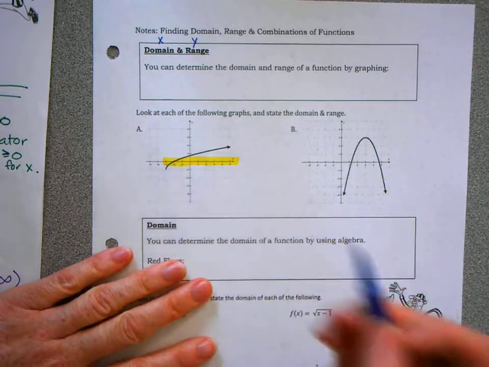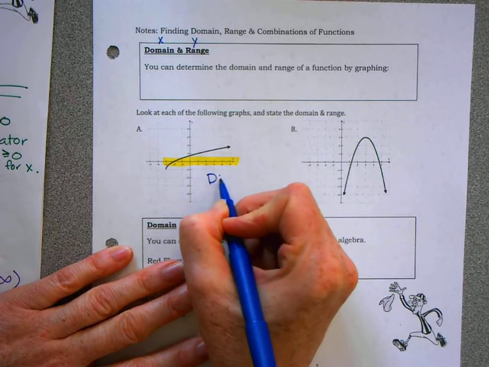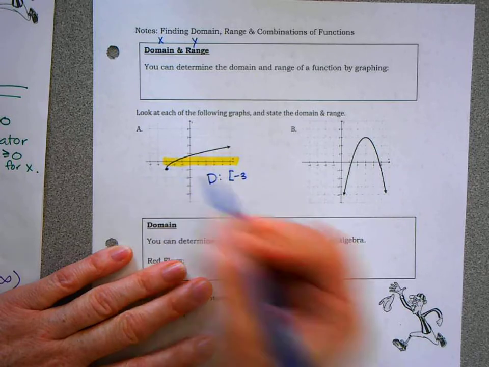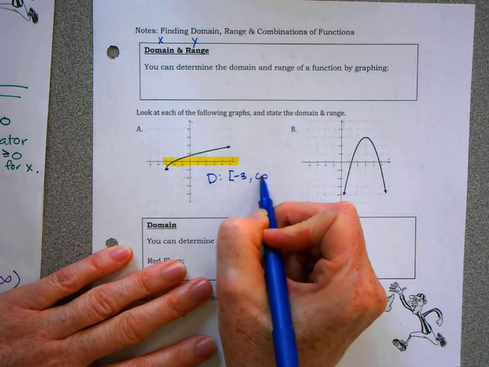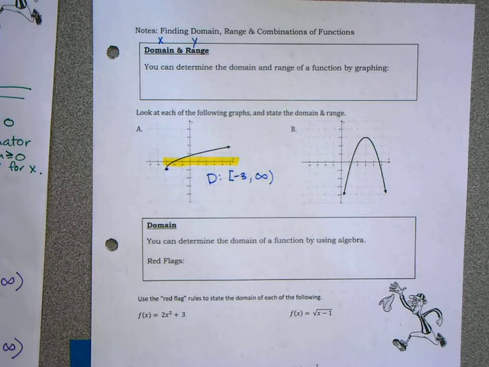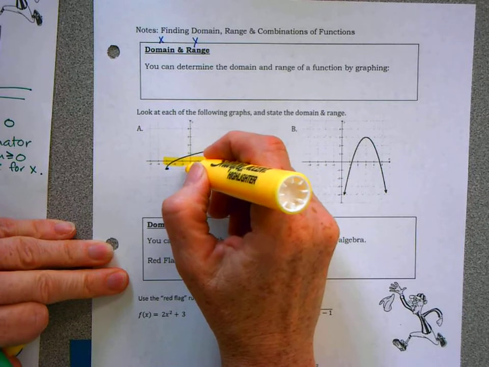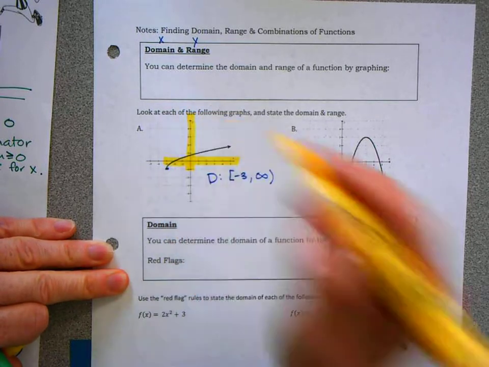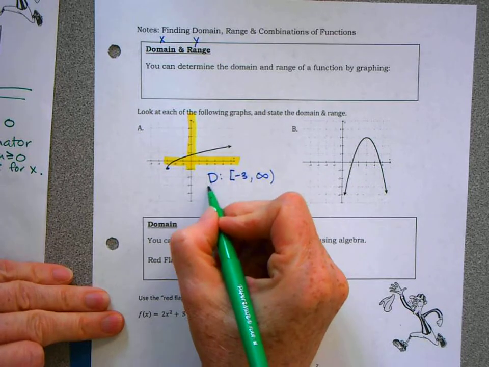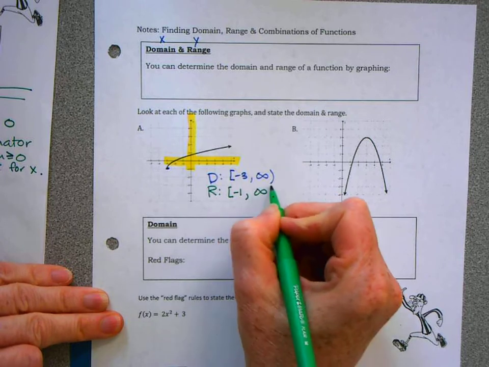The domain for this root function, which is all about x, is from -3, including -3, it's filled in there, all the way to infinity. Now if I shift gears and talk about the range, I take my highlighter and highlight the y-axis where the graph exists. Well, it exists at -1 and everywhere above. So my range would be from -1 up to +infinity.